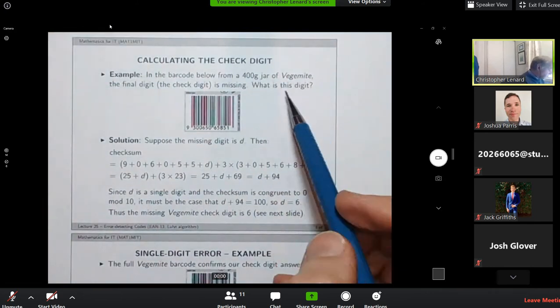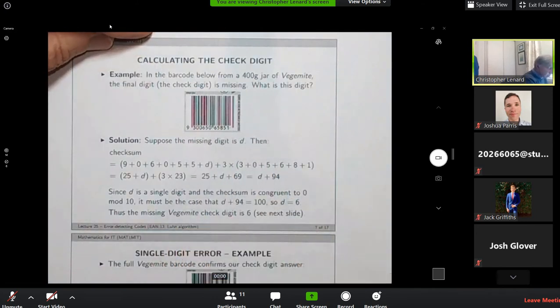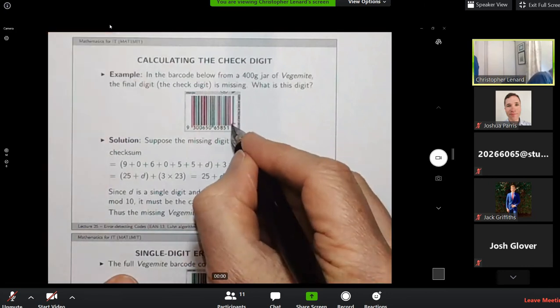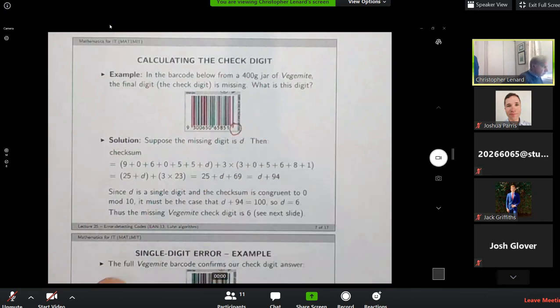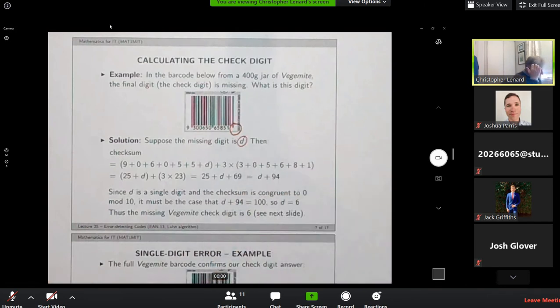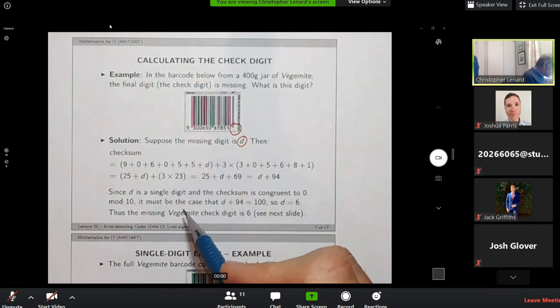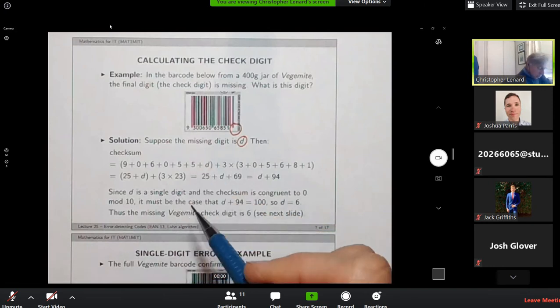So we've got some Vegemite. It's missing its check digit. The check digit that would normally appear there is missing. We're going to pretend that that's called D, and we're going to try and figure out what D is. What is that missing checksum? So we go through and ask, what are the even numbered positions, what are the odd positioned things?